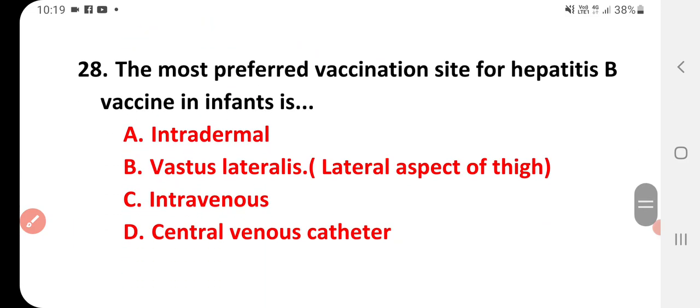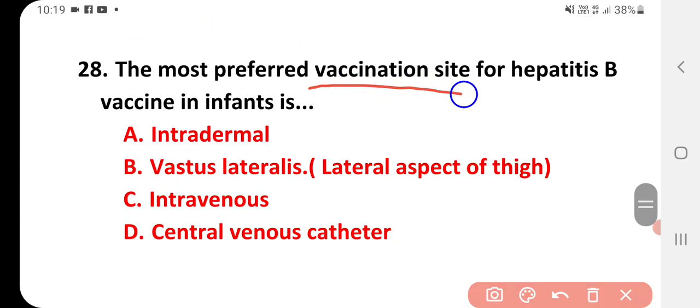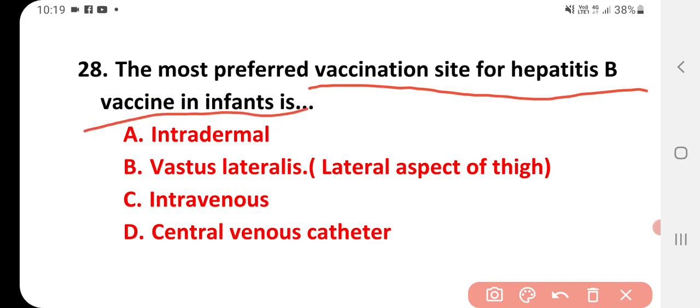Next 28th, the most preferred vaccination site for hepatitis B vaccine in infants is intradermal, vastus lateralis, intravenous, central venous catheter. Most preferred vaccination site for hepatitis B vaccine in infants is vastus lateralis, lateral aspect of thigh. So option B.